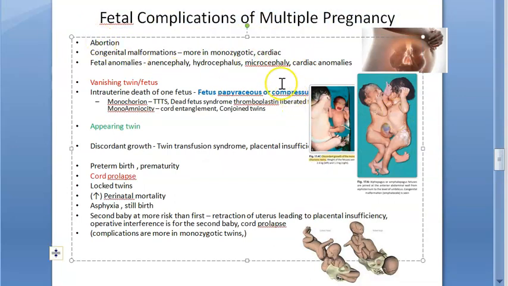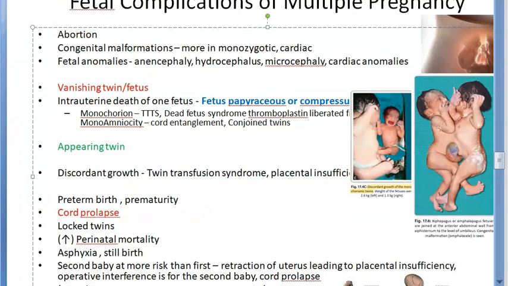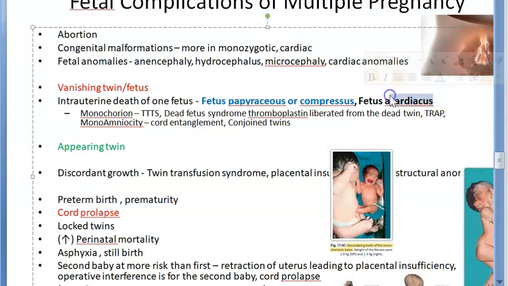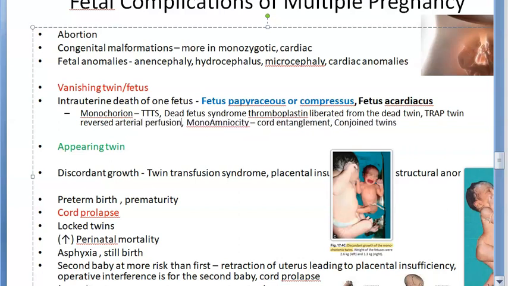We saw that there can be abortion, congenital malformations, fetal anomalies, vanishing twin, intrauterine death of one fetus, fetus papyraceous, fetus compressus, acardiacus. Monochorionic twins can have TTTS, that is twin-to-twin transfusion syndrome, dead fetus syndrome, and TRAP. TRAP, full form? Twin reversed arterial perfusion, okay.